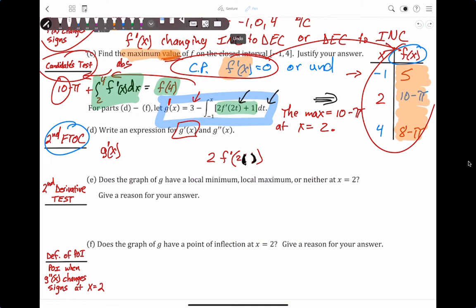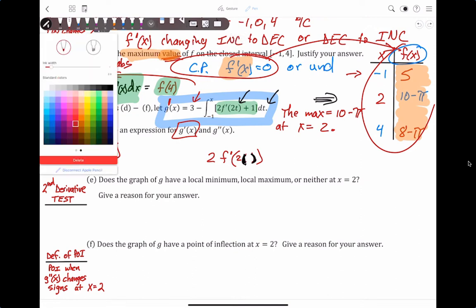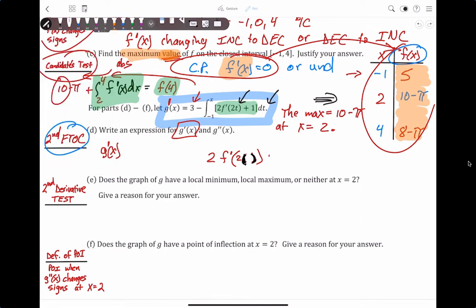Oops, I forgot to copy over. That's very, very, very important. I have to copy the entire integrand, and then we will subtract the entire integrand. Again, the only place that I'm going to replace with the parentheses is where the t used to be. The t used to be where the 2 is, right next to it. So that's parentheses. This is the shortcut for doing second fundamental theorem, f of b minus f of a.